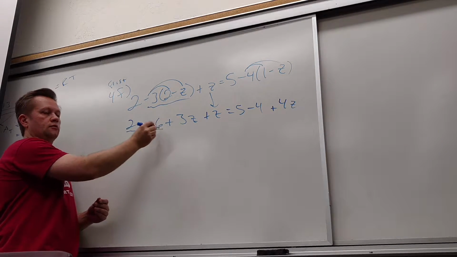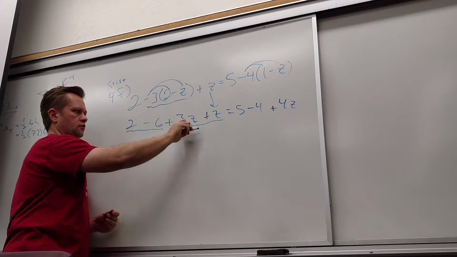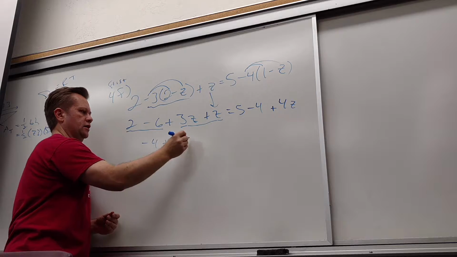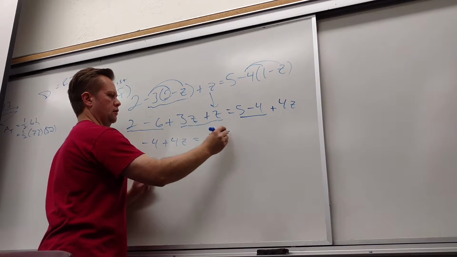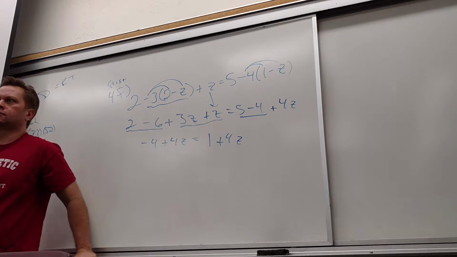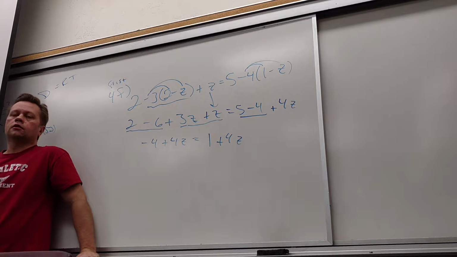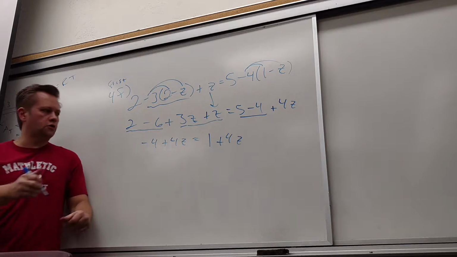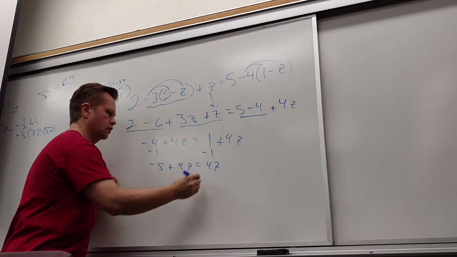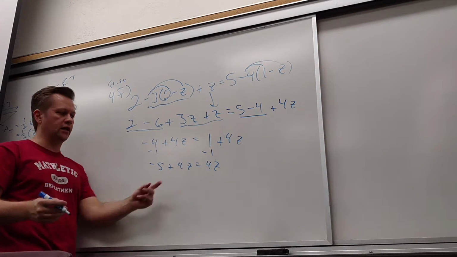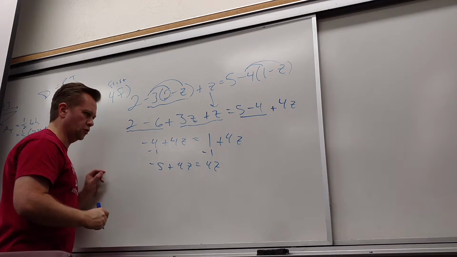2 minus 6, minus 4, negative 4, plus 4Z. I like it. Equals 1 plus 4Z. That's awesome. So you could subtract 1, sure. And then what do you got to do? You've got to get your z's together. Subtract 4z.